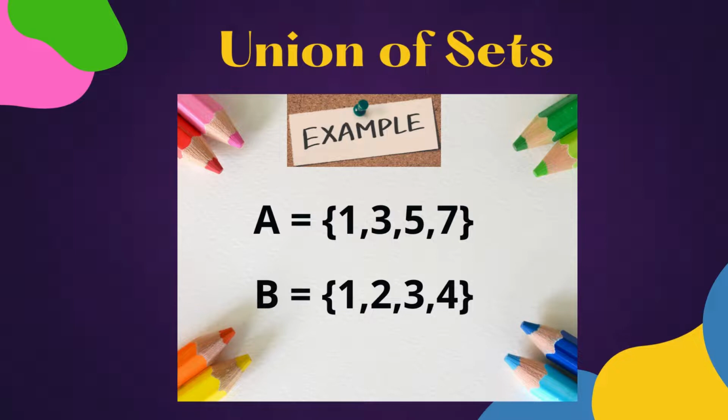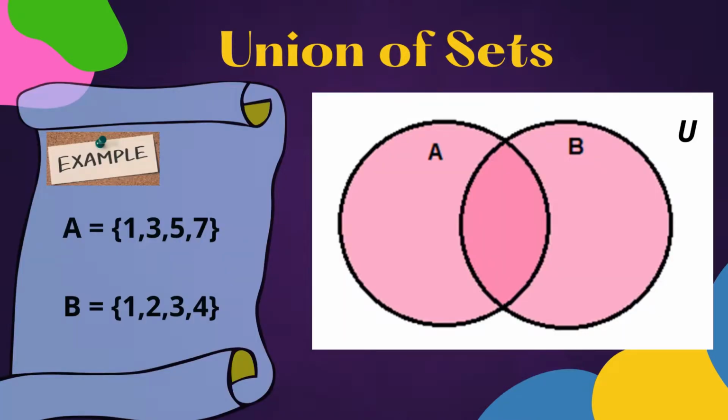Okay, so let's have an example of union of sets. Given set A has elements 1, 3, 5, and 7, while set B equals 1, 2, 3, and 4. Again, using a Venn diagram, draw a rectangular figure to illustrate the universal set, and then draw two circles to represent sets A and B. Next, look for the common elements, and those will be written where the two circles coincide. The common elements for set A and set B are 1 and 3.